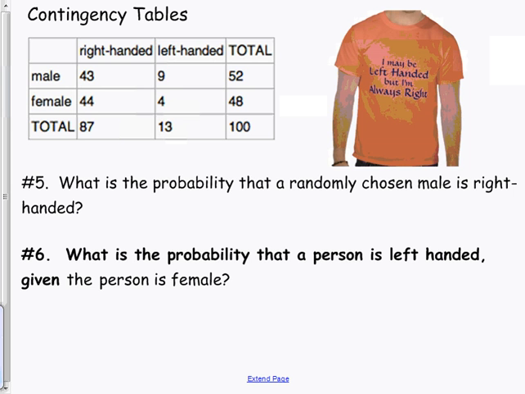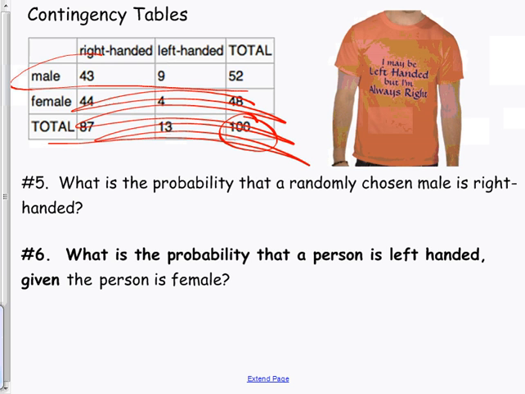Randomly chosen male. Did I pick from everybody? Did I pick out of 100? No, I did not. Randomly chosen male means I picked from the men. Do you get that the whole rest of this chart then is irrelevant? I picked from the men. So now it's out of 52. And what was the thing I wanted? I wanted a right-handed. So that's what I want over what's possible. Probability is what you want over what's possible. If I were to give you a simple definition, that would be it.